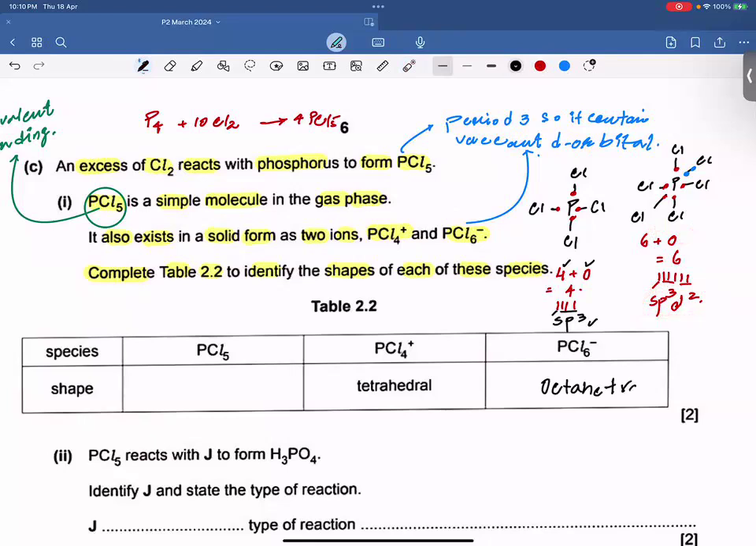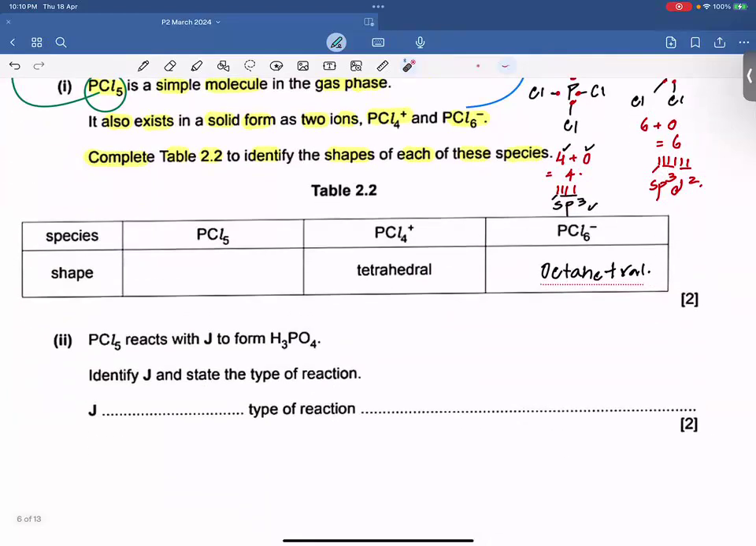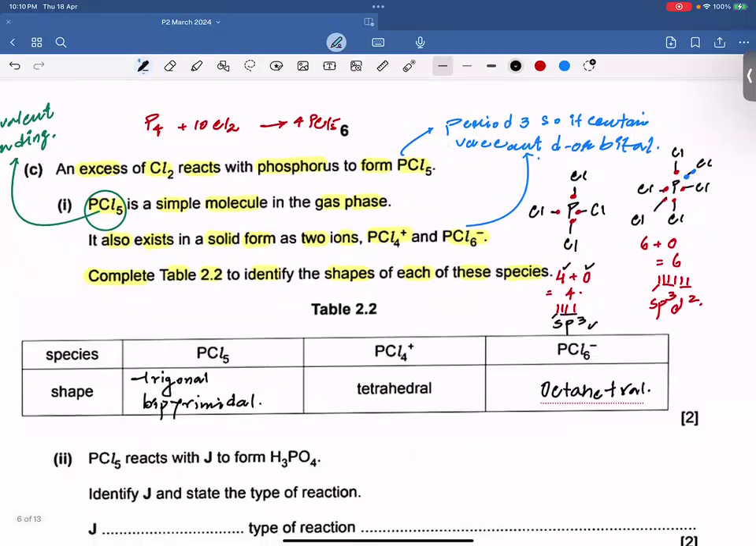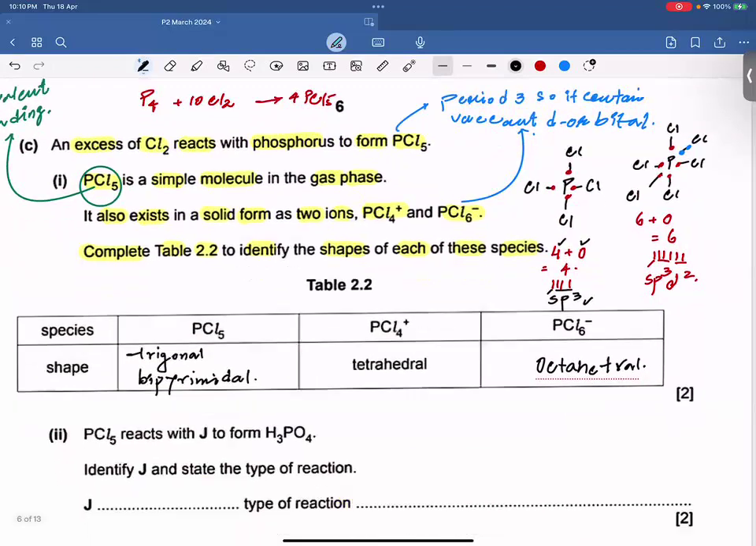In octahedral geometry, you have an angle of 90 degrees. And if you have tetrahedral geometry, you have an angle of 109.5 degrees. That's the case we have discussed in class. So PCl5 is trigonal bipyramidal geometry or shape. Okay. PCl5, how can I decide PCl5?